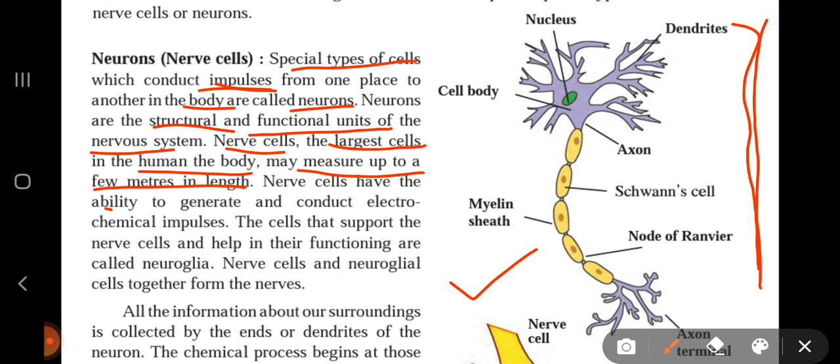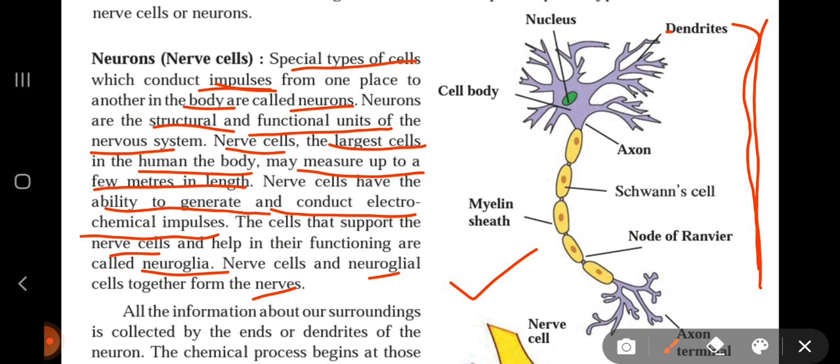Nerve cells have the ability to generate and conduct electrochemical impulses. The cells that support nerve cells and help in their functioning are called neuroglia. Remember this word. These supporting cells are attached to nerve cells, and they are called neuroglia. Nerve cells and neuroglia together form nerves.